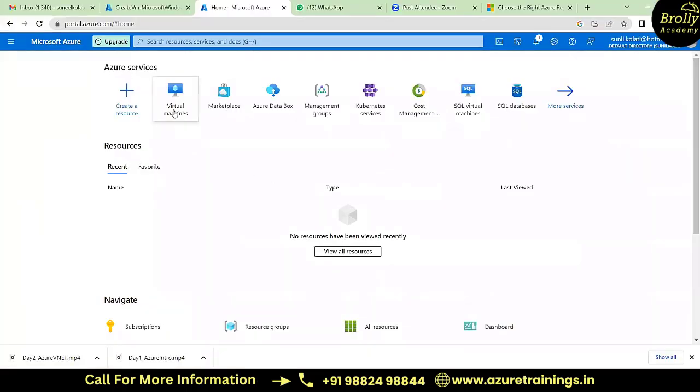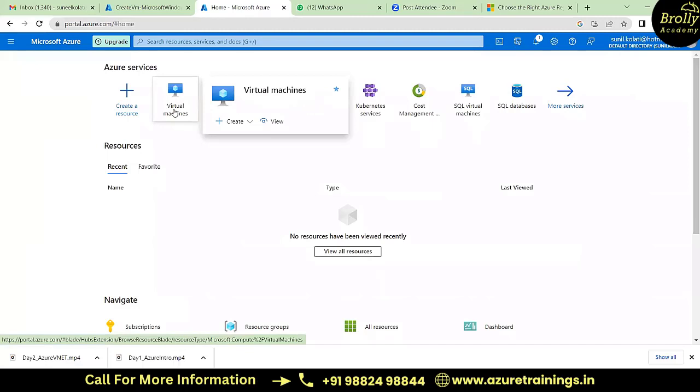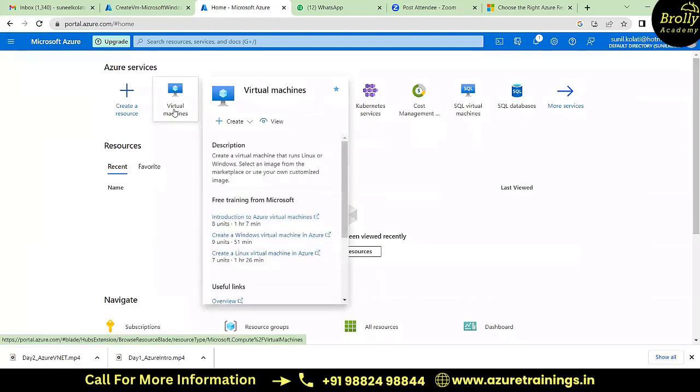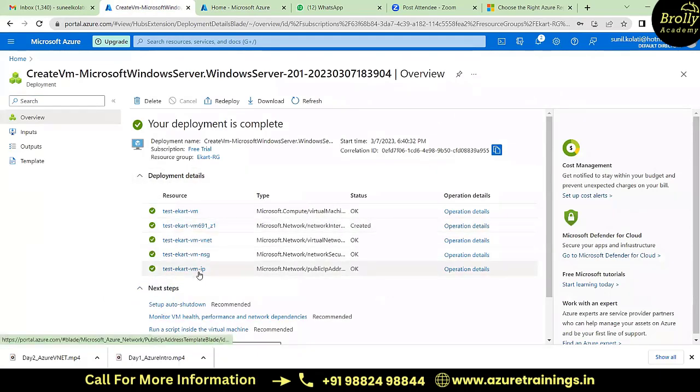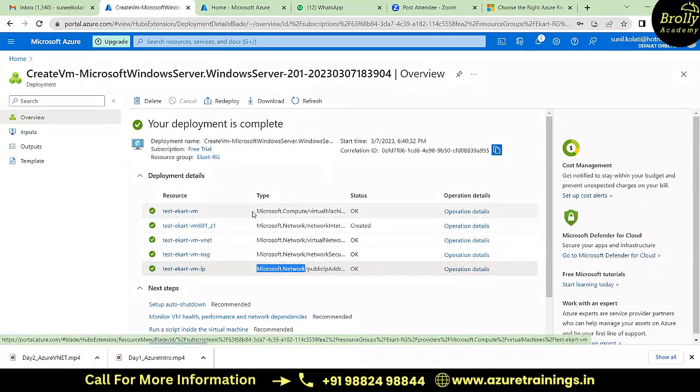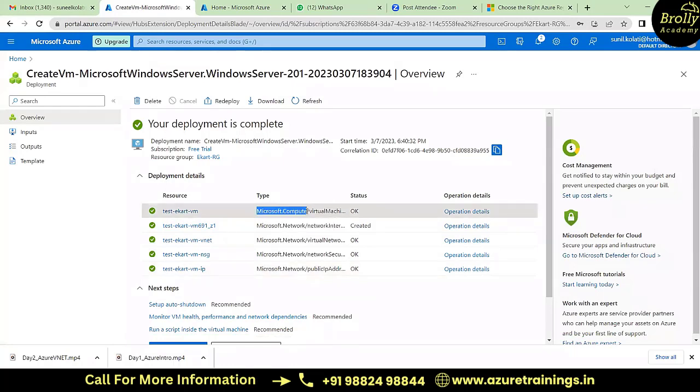Now I created a request to create a virtual machine. But how is this virtual machine being created? If you see here, deployment details. We are getting an IP. My virtual machine is getting an IP from the provider Microsoft.Network. Similarly, my VM compute is coming from Microsoft.Compute. These are all called providers.